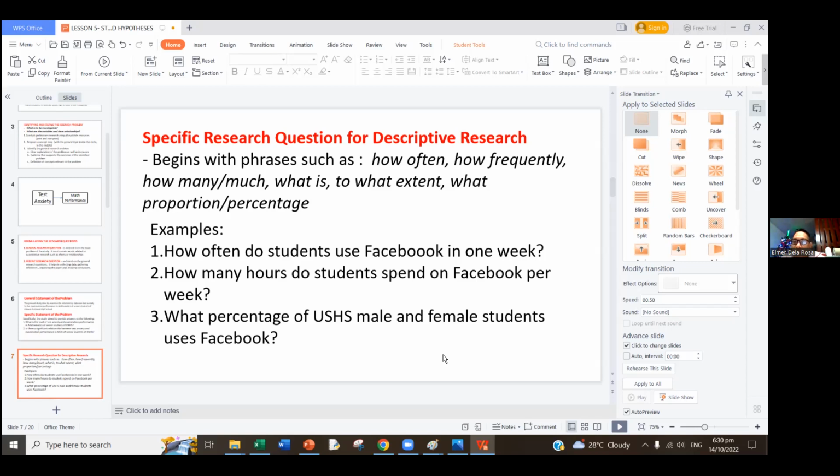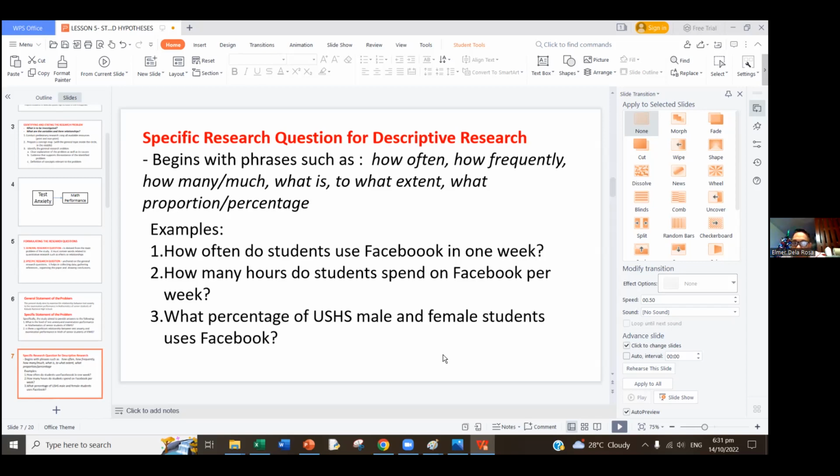Halimbawa, your topic is about Facebook use. You want to describe this phenomenon among your students, pero descriptive lang. So, the possible descriptive research question would be, how often do students use Facebook in 1 week? Or in a day? Depende kung ano yung interval. How many hours do students spend on Facebook per week? Or what percentage of USHS male and female students use Facebook?